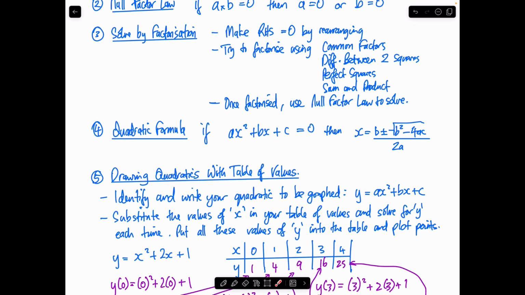Your last resort, although in your case, I'm allowing you to answer any of the questions using the quadratic formula and get full marks, although that's not normally the case. So if your quadratic equation is written in that form and it equals 0, then you work out what a, b, and c are, plug it into the formula, solve for x, and then you have your answers.